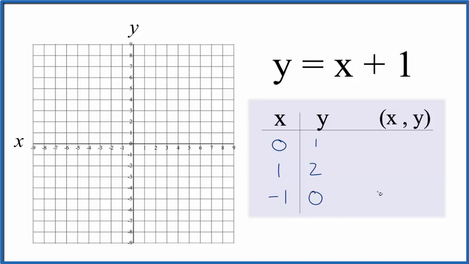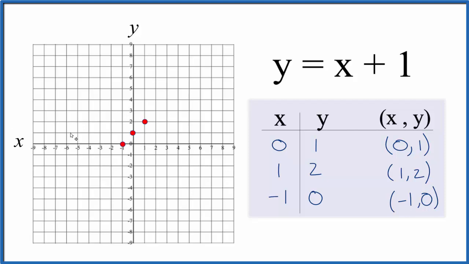These are the points that we'll graph. So we find x is 0, y is 1. So here's x is 0, y is 1. That's our first point. x is 1, y is 2. So here's x 1, y 2. And then finally we have this negative 1, 0 here. So negative 1 and y is 0. So it stays right there.